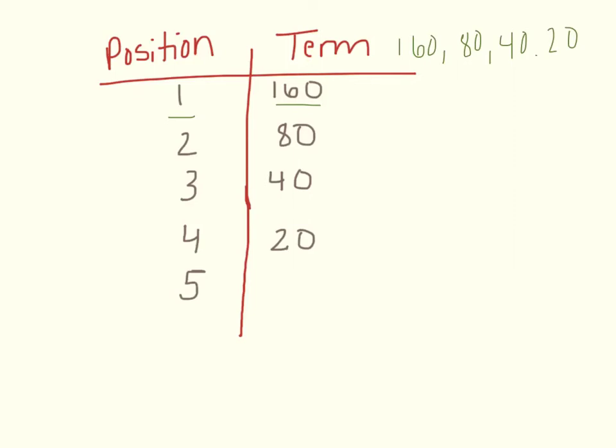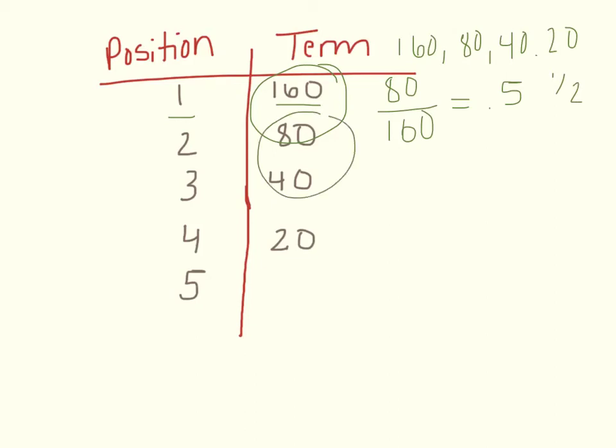So we're going to take two terms. We'll start with the first two, 80 and 160, and divide them. So 80 divided by 160 is going to give us 0.5, or 1/2.